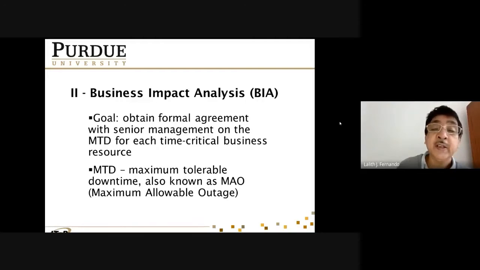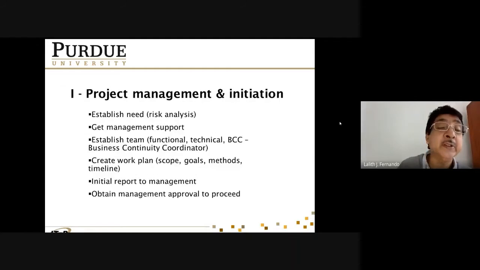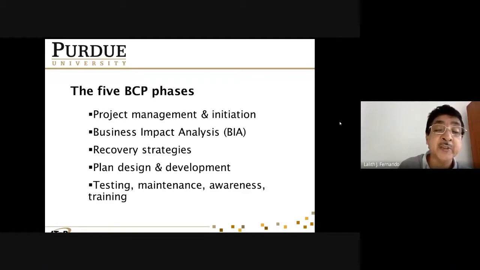Now the second is the business impact analysis. Now, actually, we talked about the first phase, the project management and initiation, and I think it is clear for you now what is that phase. And then we will go to the business impact analysis, and it's the core of the BCP. It's a core.